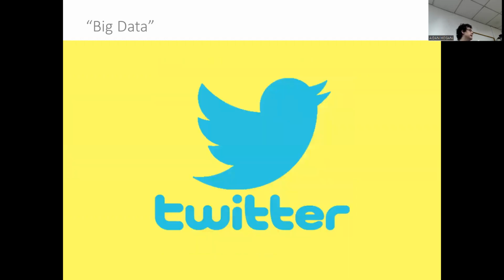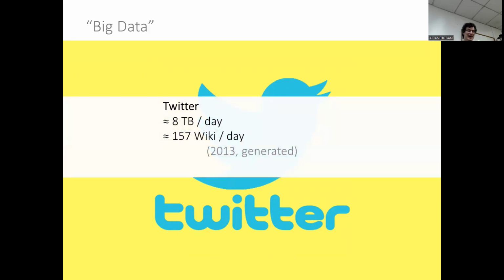24 terabytes of data. Twitter. How big is Twitter? How many Wikipedias a day are people writing on Twitter? So about 8 terabytes a day, 157 Wikipedias per day. And this is quite an outdated estimate. This is from 2013. So this has gone up, right? So hundreds of Wikipedias a day are being written on Twitter about very interesting topics, I'm sure.